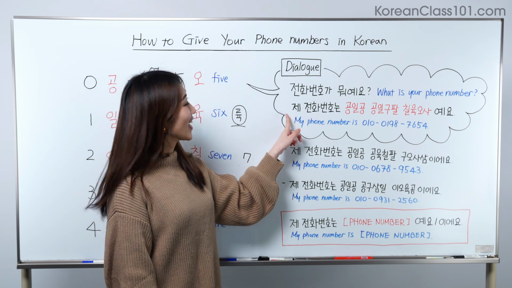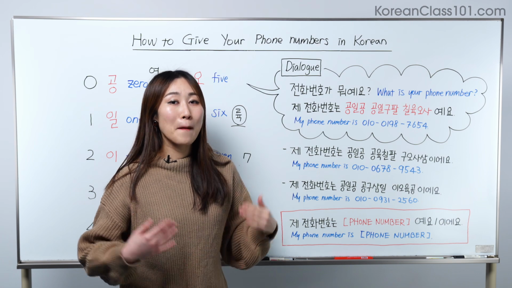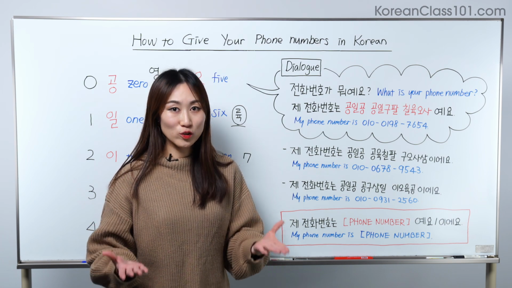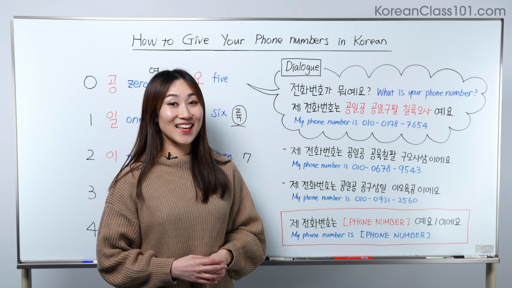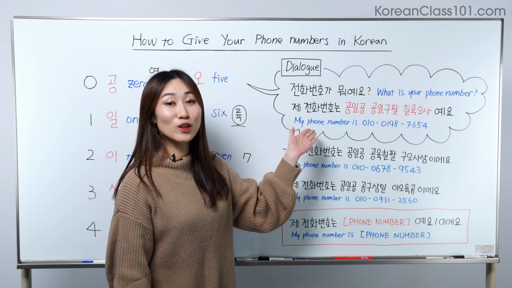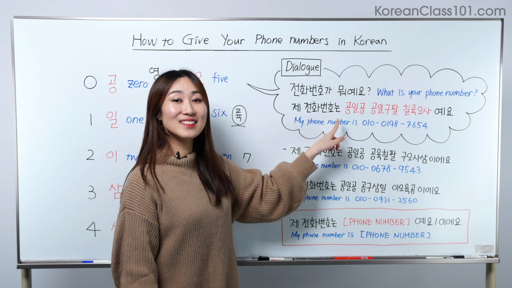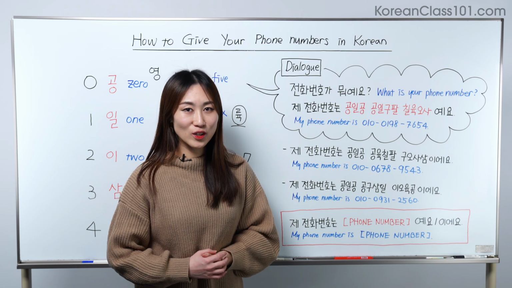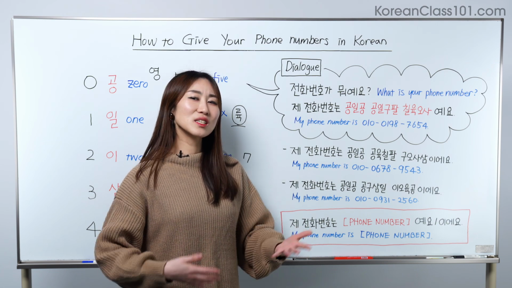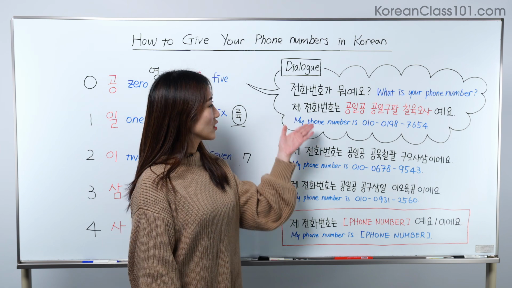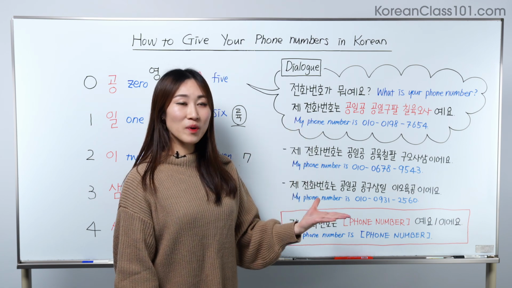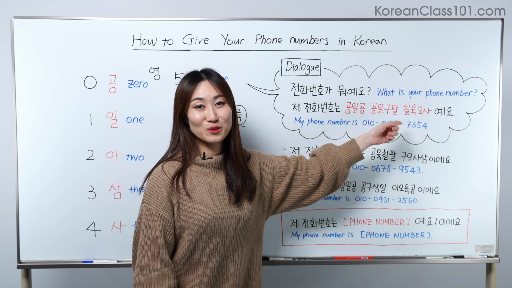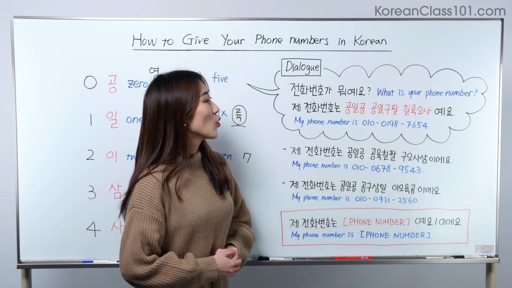제 means my. It's a humble way to say my. 전화번호, we just learned, phone number. 는 is a topic marking particle. So in English, it's similar to as for. So it can be, as for my phone number, is. So this is the phone number.